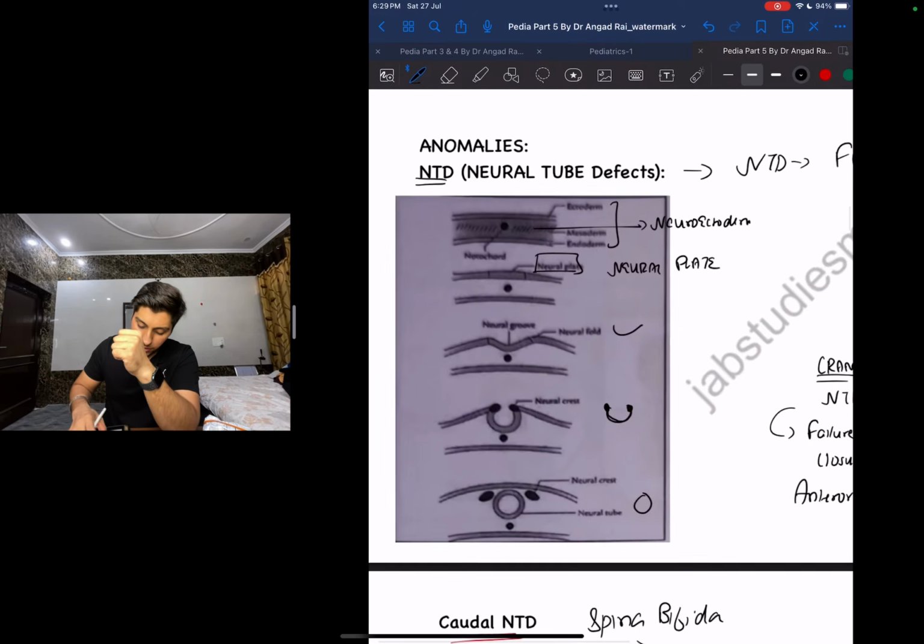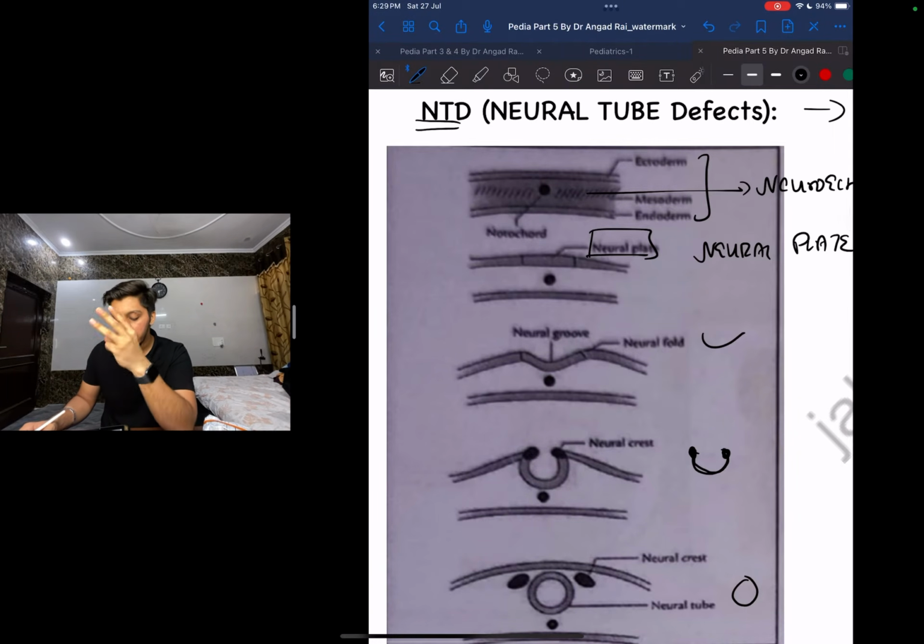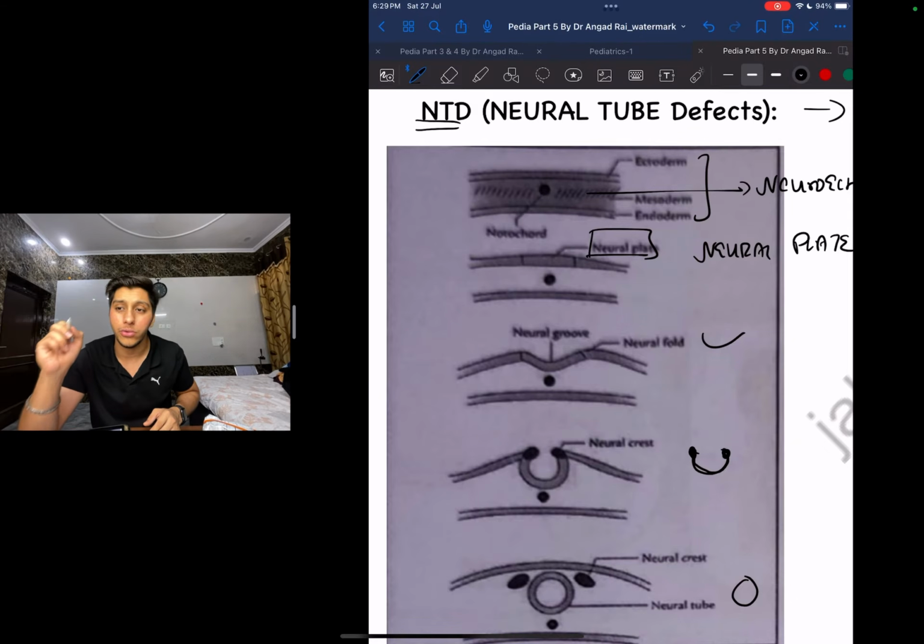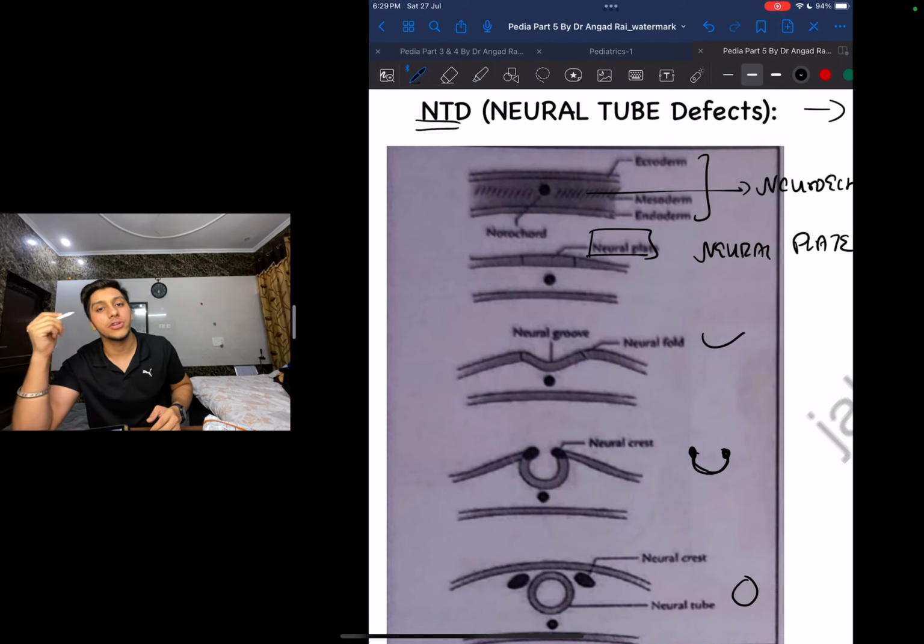So you can see over here, first in between these 3 layers, the ectoderm, mesoderm, endoderm, you have a neuroectoderm. This neuroectoderm gets converted into a neural plate, and from the neural plate, it gets converted into a neural groove. This neural groove further goes deeper inside to form a semicircle. Along with that, on the top there will be neural crest, and finally a neural tube is formed.